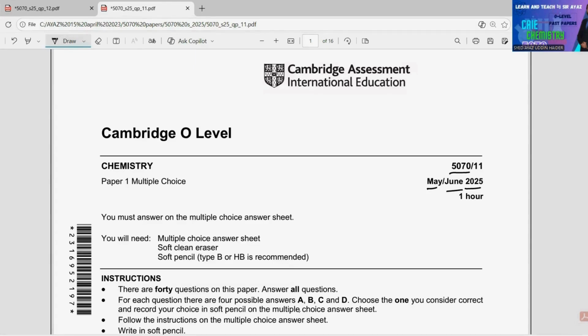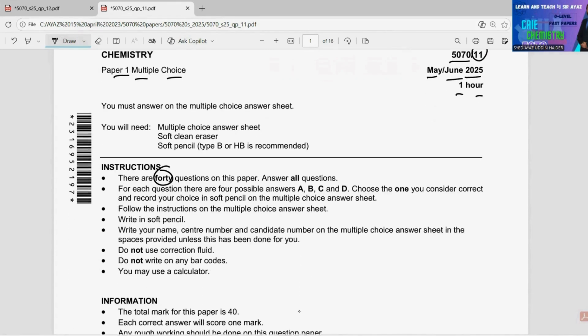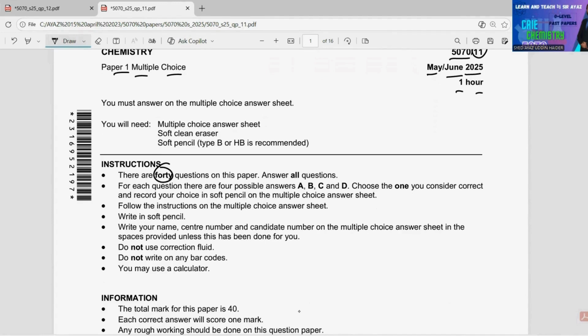5070, and we have variant 11. You know, it's paper 1, multiple choice, and the time is 1 hour. You have to answer all the questions. There will be 40 questions with 4 choices, A, B, C, and D. So choose the one you think is the right response.